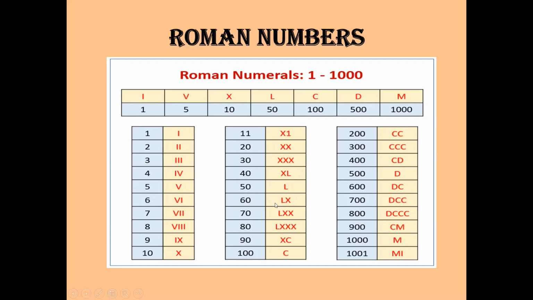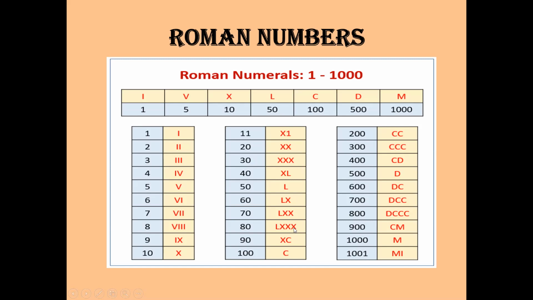Now, if you add X here on the right side, it means we will add. We will add 10 here, so it will be 60. Then 70, so we add 10 twice. 10 plus 10 is 20. 50, 60, 70, 80.